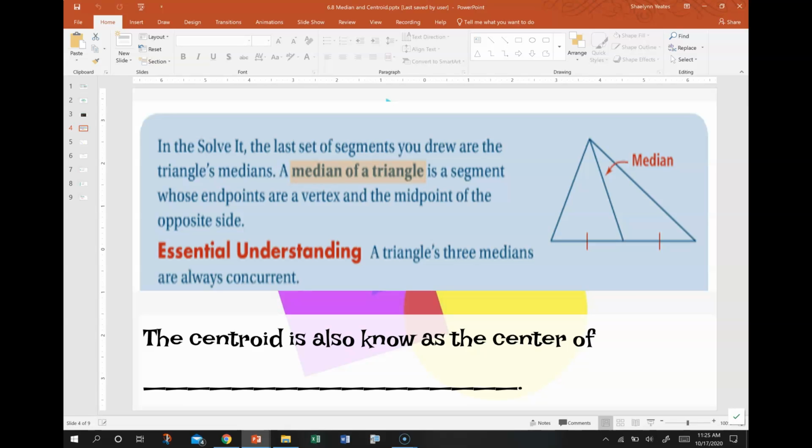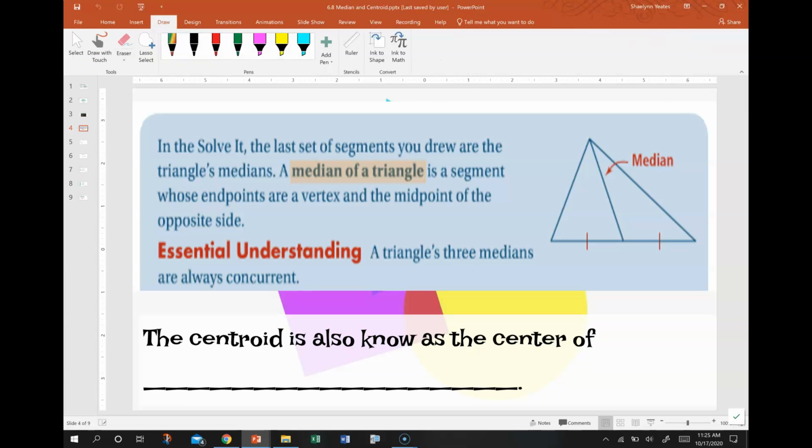Now, we need to know what a median is. A median of a triangle is a segment whose endpoints are the vertex and the midpoint of the opposite side. In other words, you take it from the point to the middle. Okay? So the point to the middle, that line is called the median. So the point to the middle of the opposite side. Not the middle of the same side because that doesn't make sense, because then it'd only be half of a line. So we actually want to go through the triangle.